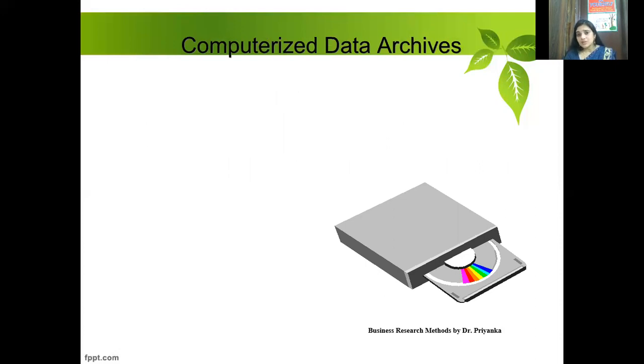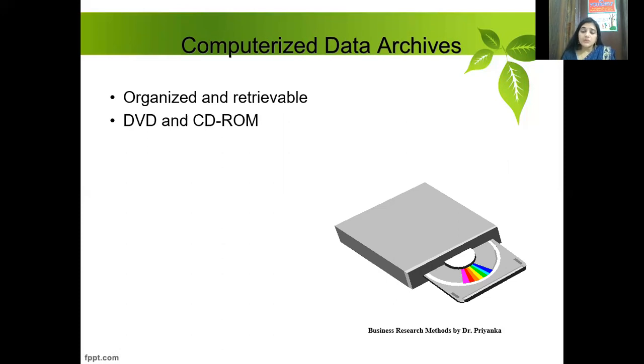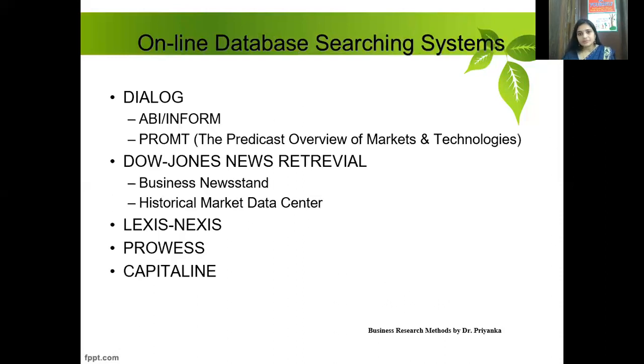Computerized data archives. What are these? These are basically organized and retrievable data storage systems. For example, DVD and CD-ROMs, pen drive, hard disk, and internet these days. Then online database searching systems.